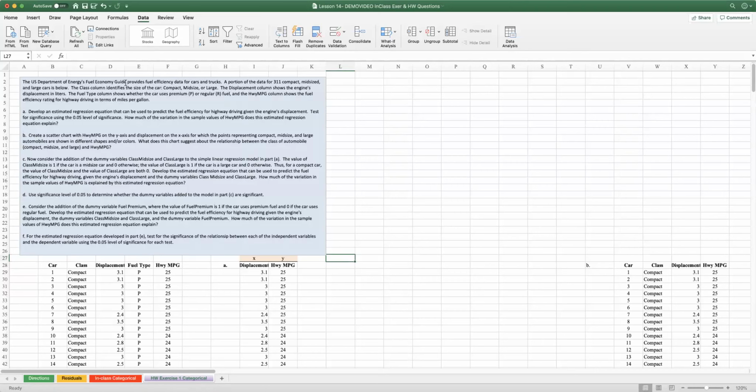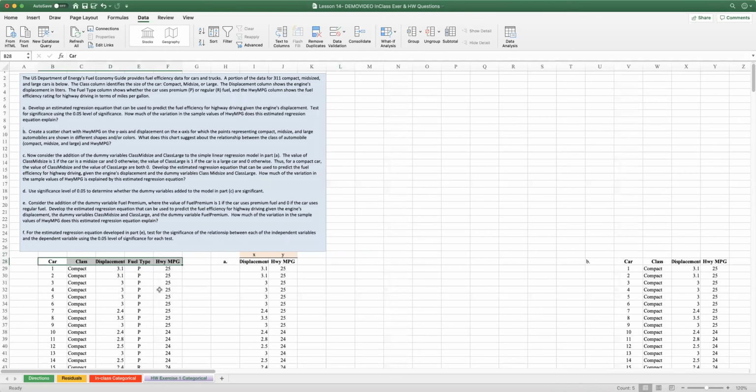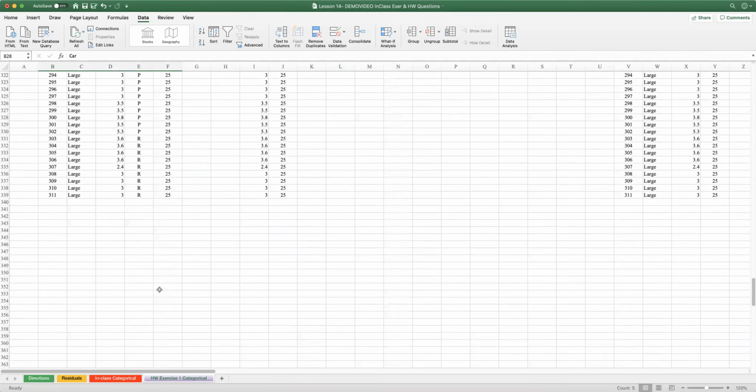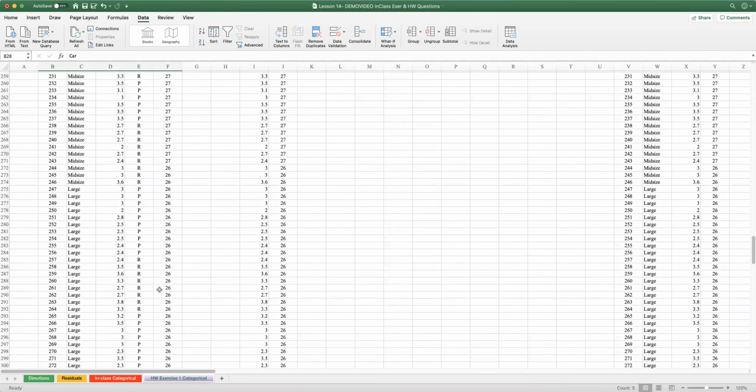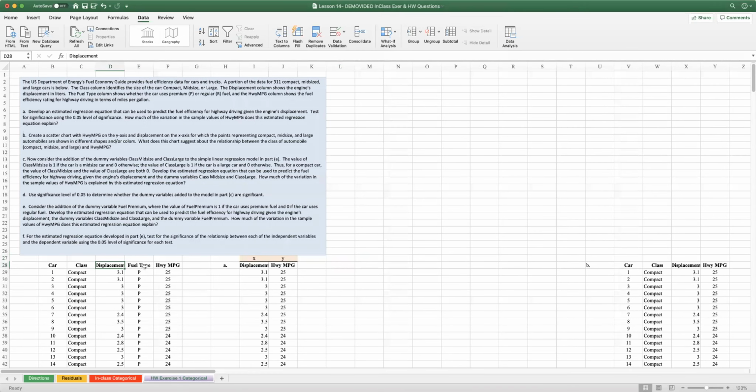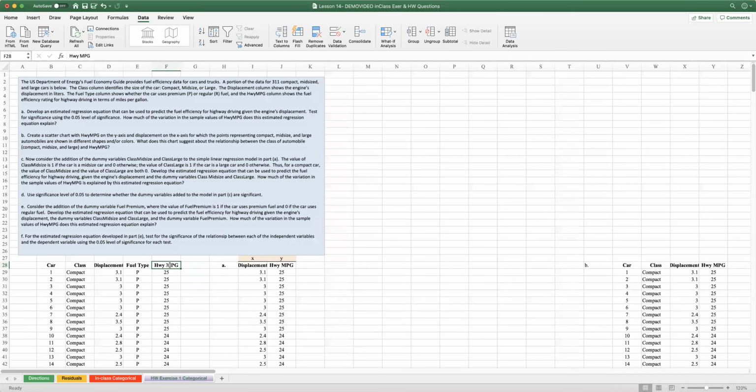Department of Energy's Fuel Economy Guide provides fuel efficiency data for cars and trucks. A portion of the data for 311 compact, midsize, and large cars is below. So let's just take a quick peek at that. This right here is the original data set, and it goes down about 300 lines, right? So 311 observations, and it's large, mid-size, and compact cars, and you have data on displacement for the engine and fuel type and the highway miles per gallon for each one of those cars.